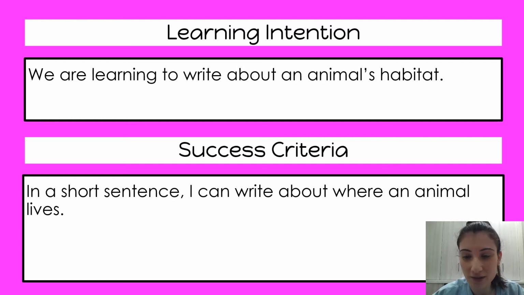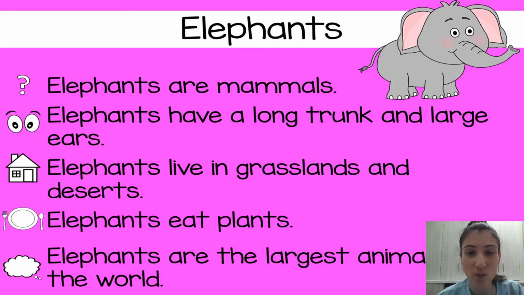Let's take a look at our success criteria. In a short sentence, I can write about where an animal lives. So just like we've been doing for all the other sections of our information report, we are going to be writing a short sentence, and today we're going to be focusing on where an animal lives. Just to help us understand what part of our information report we're writing, it's this part here where we're talking about where an animal lives.